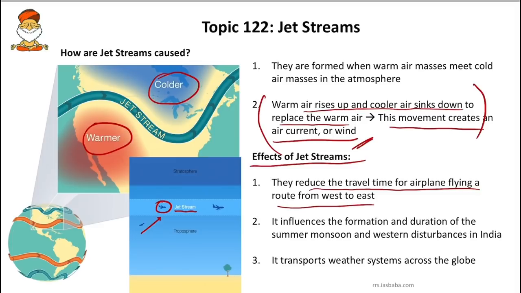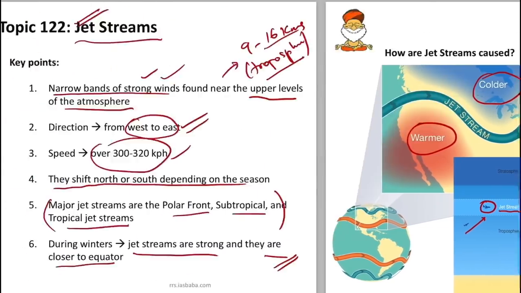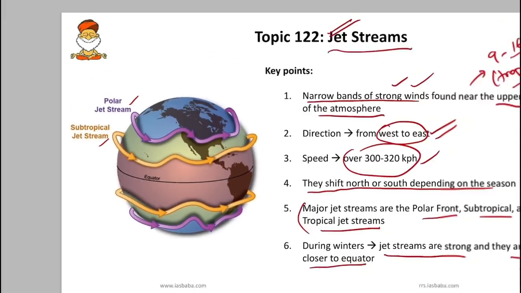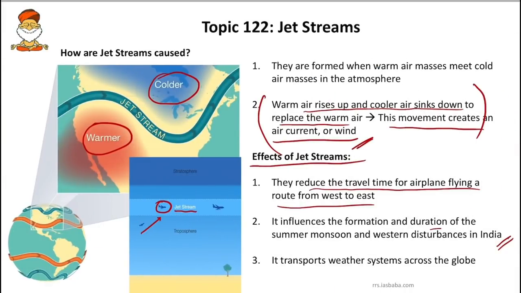from west to east. And the second important point is that it influences the formation and duration of summer monsoons and western disturbances in India. I had told you the major jet streams: the polar front jet stream, the subtropical jet stream, and the tropical jet stream. In India, the tropical jet stream influences the formation and duration of the summer monsoon. Also remember that this jet stream is responsible for carrying the weather-altering western disturbances, especially over North India.